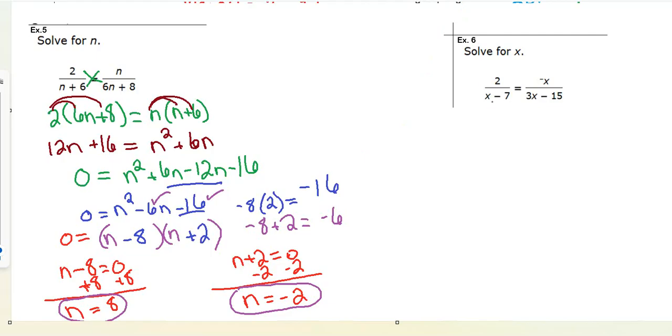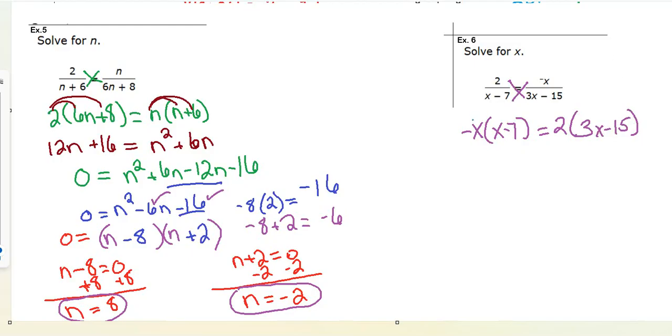All right, moving on to the next one. Example number 6. Just same deal. We are going to cross multiply. We'll do this one first. So I have a negative x times x minus 7 equals 2 times 3x minus 15.